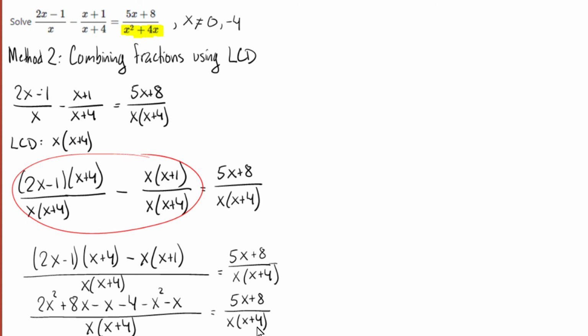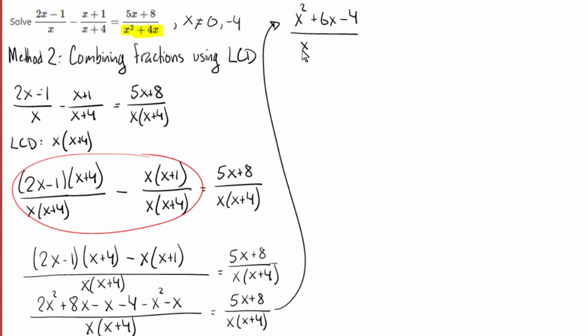Right. We can now combine like terms over here in the numerator. So I'm going to continue my work all the way up here. Okay, we have 2x squared terms. So 2x squared minus x squared just leaves us with x squared. We have 8x minus x is 7x, minus x is 6x. And finally we have a negative 4. And the denominator is just the LCD. And the right-hand side stays the same for now.